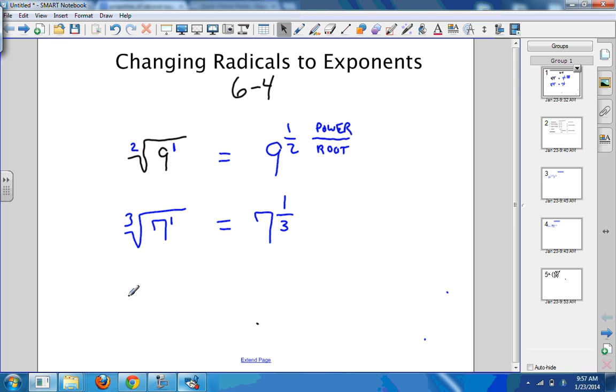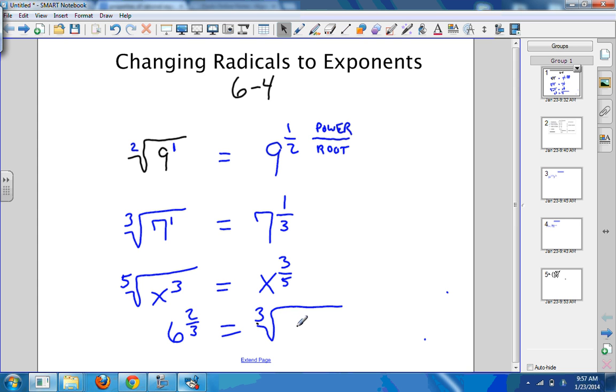We can mix in variables. If I have the fifth root of x to the third power, it's easy to rewrite as x to the power of 3/5. They're equal, identical. You can also go the other way around if you want to. If we have, say, 6 to the power of 2/3, that would be the same thing as the third root of 6 squared. All right?